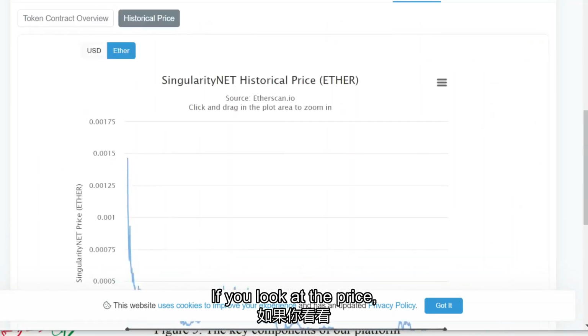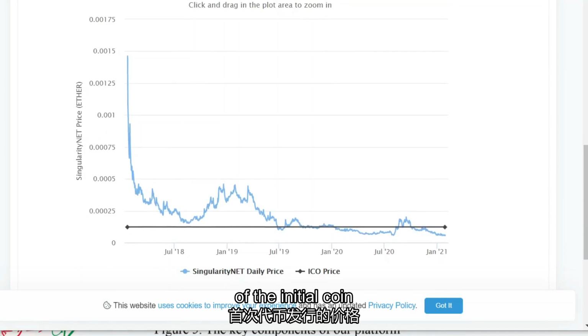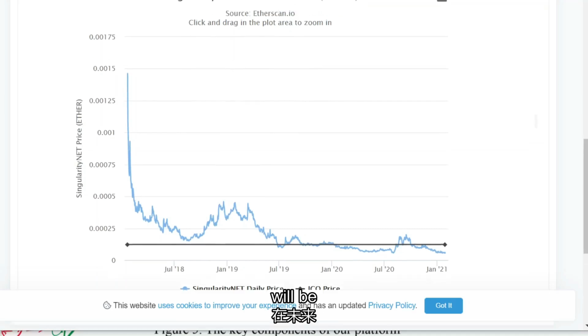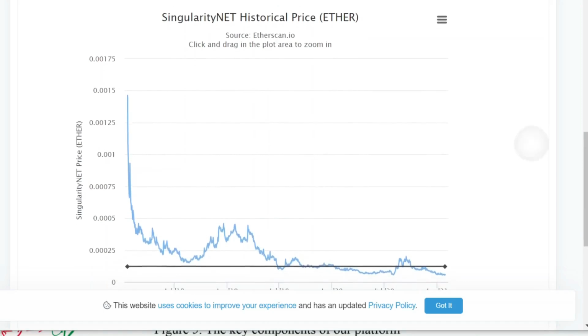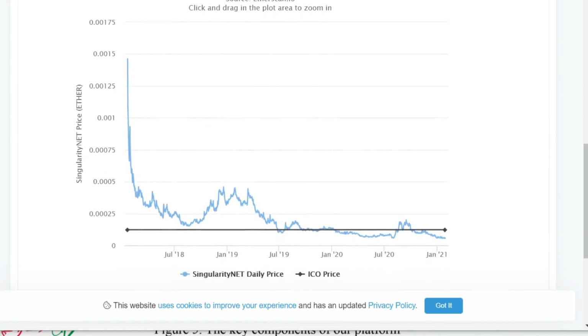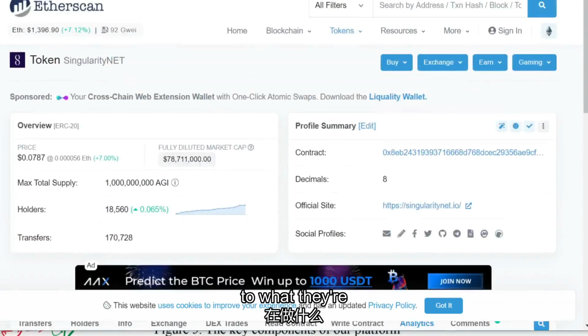If you look at the price, however, this sharply dropped and is now actually below the price of the initial coin offering. And what you hope when you buy the initial coin is not only that you can use it later, but that since there's only a limited amount of tokens, it will be more valuable in the future, because people want to buy it off you because they want to use the network. Here it looks like that's not exactly happening, and we'll get to what they're doing against it right in a second. The answer is inflation.